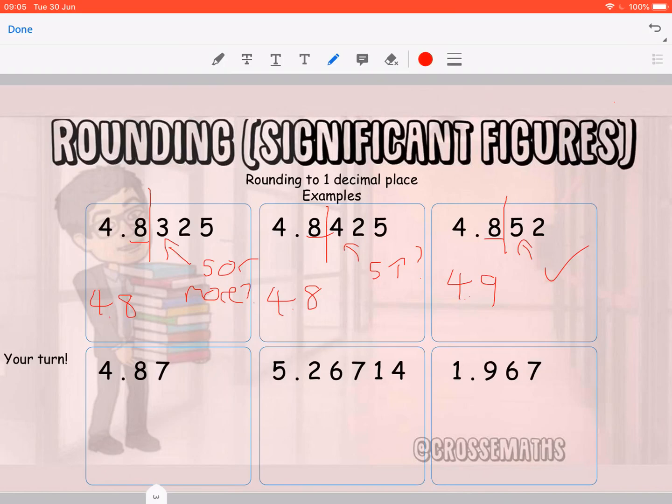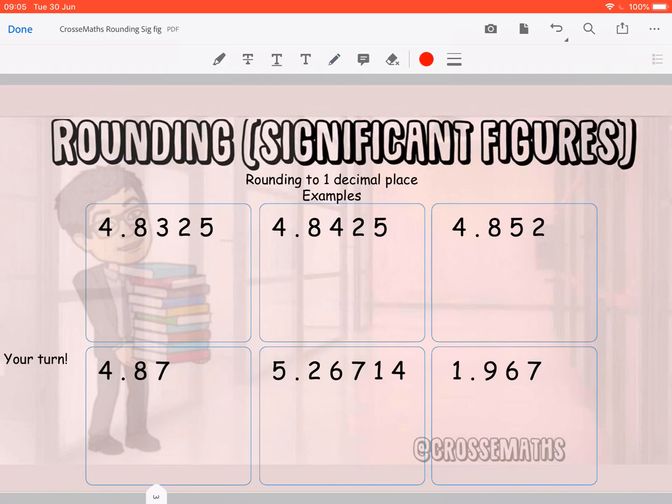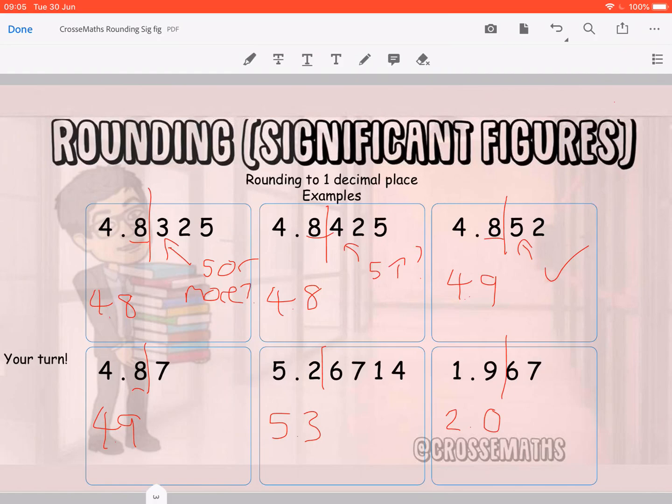Right then, so should be all done. Magic line goes in. That 7 is 5 or more, so it's going to go up to 4.9. Magic line goes in. That 6 is 5 or more, so it's going to go up to 5.3. That 6 is 5 or more, so what happens is you add 1 onto the 9, so it goes up to 2.0. That's an important point to take into account on that one.